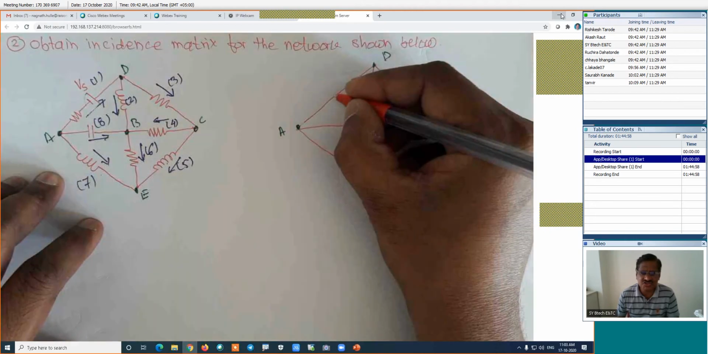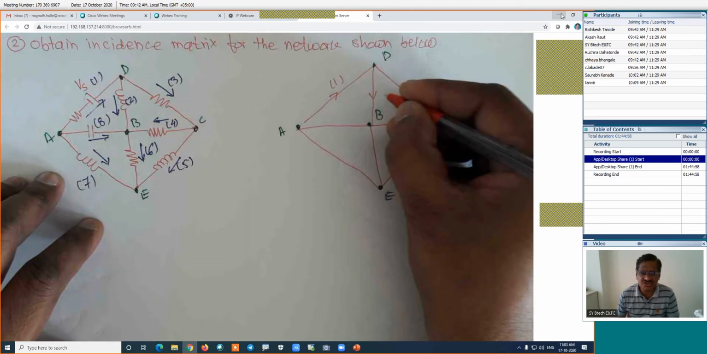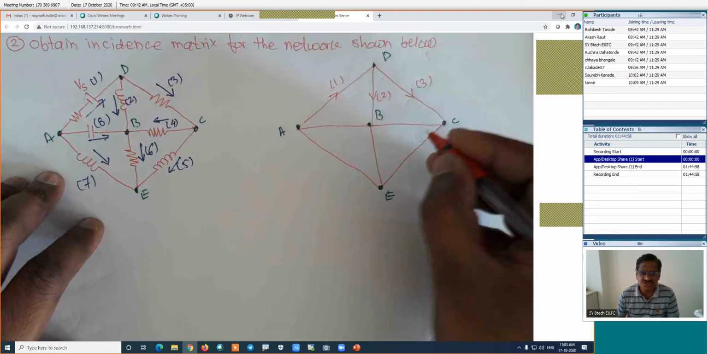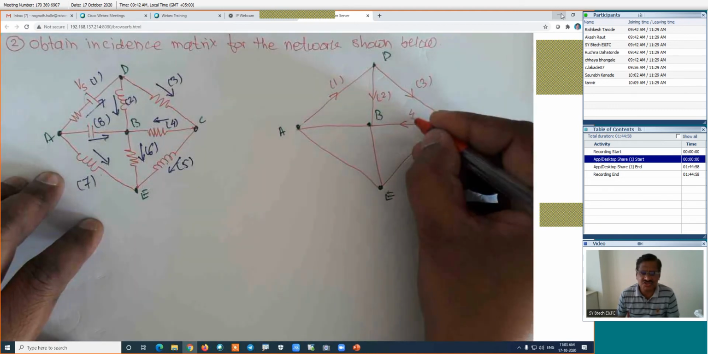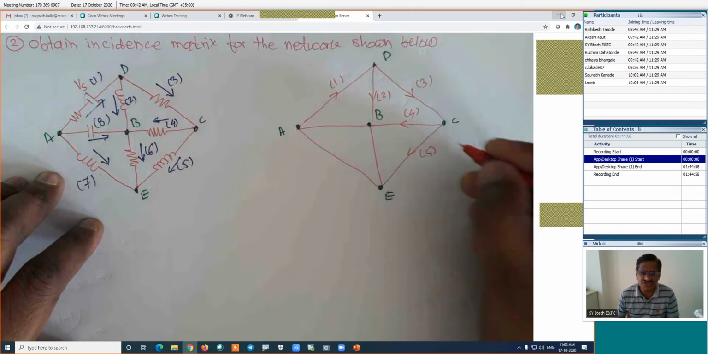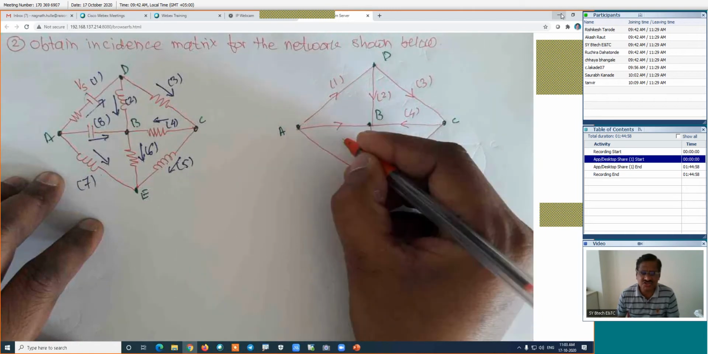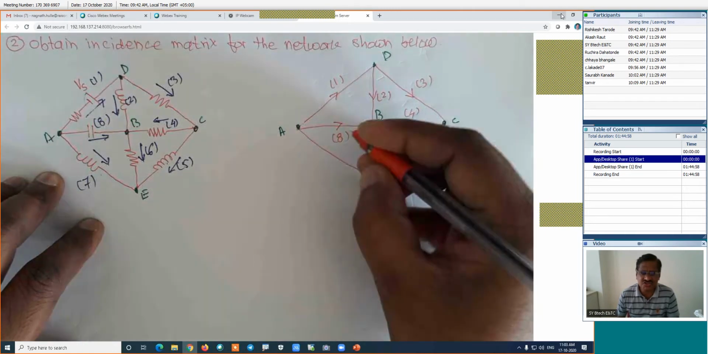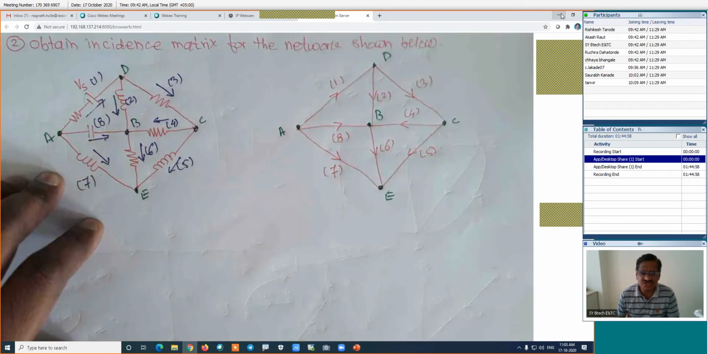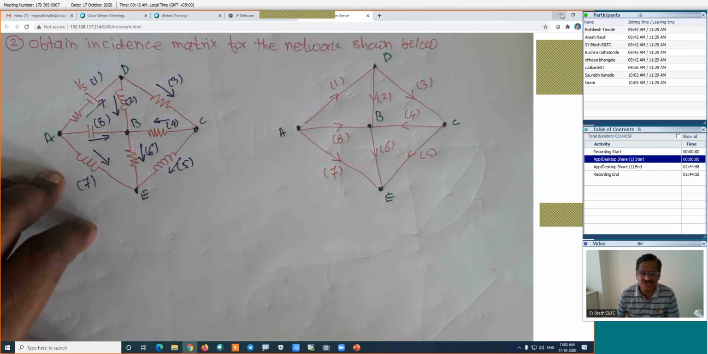This is upward, branch number 1. This is downward, branch number 2. This is downward, branch number 3. This is backward, which is branch number 4. This is backward again, sorry, downward. This is branch number 5. This is downward, which is branch number 6. This is forward, which is branch number 8. And this is downward, which is the branch number 7. Is it right? And this is the oriented graph or directed graph. Is it right?